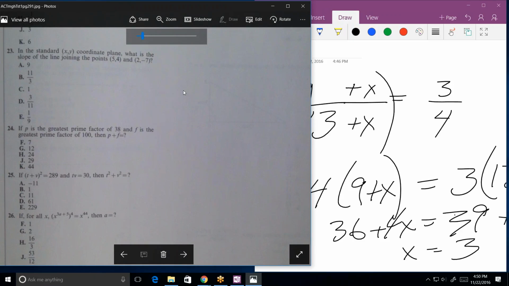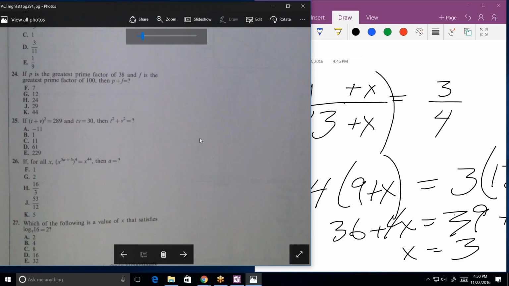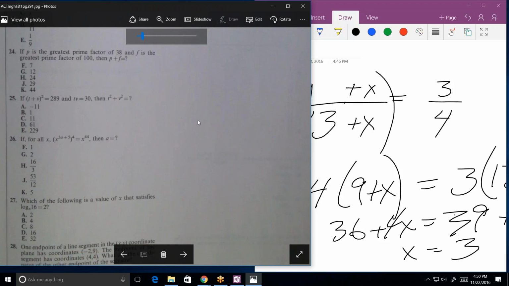All right, 23. Oh, I found the answer. It's 11 over 3. Because I did -7 minus 4, which equals -11, and then 2 minus 5, which equals -3. Since both the numerator and denominator are negative, they cancel out, giving you 11 over 3. Right.